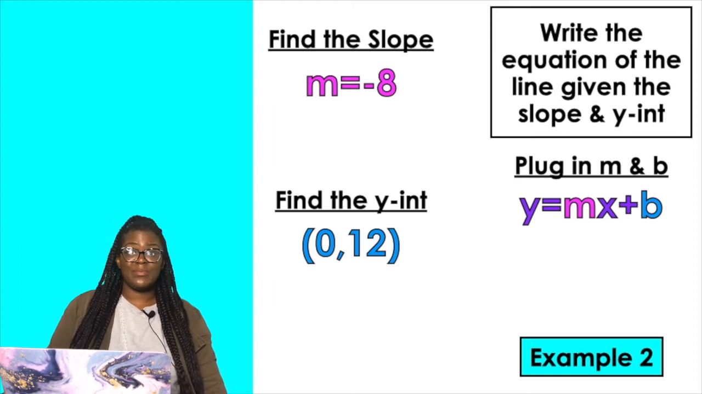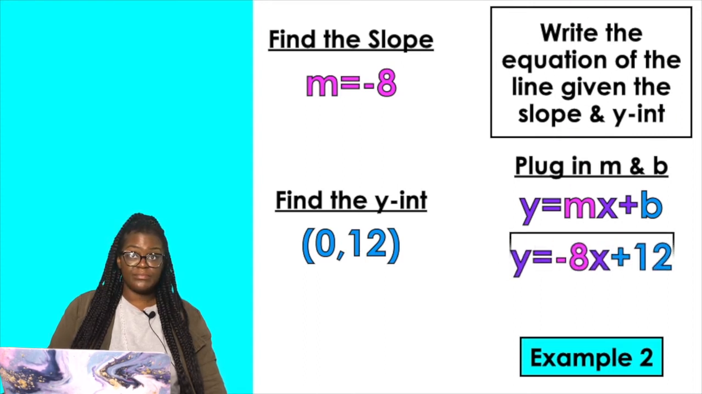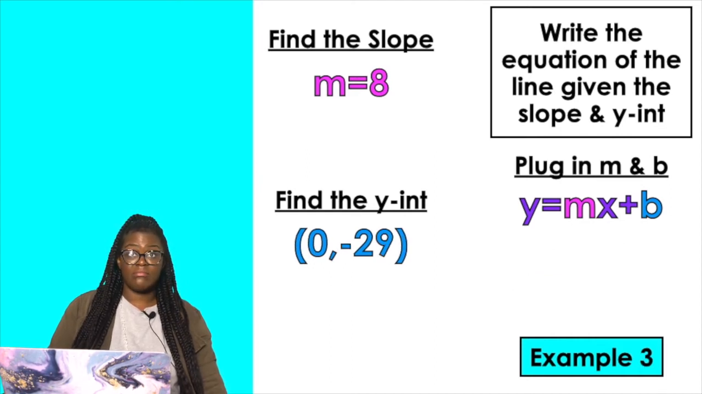Okay, so let's say example number 2, M equals negative 8, y-intercept equals (0, 12). What do I do? Y equals negative 8x plus 12. Yep, that easy. M equals 8, y-intercept is (0, -29). Y equals 8x minus 29.